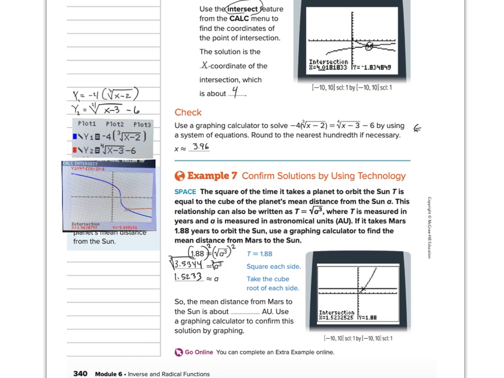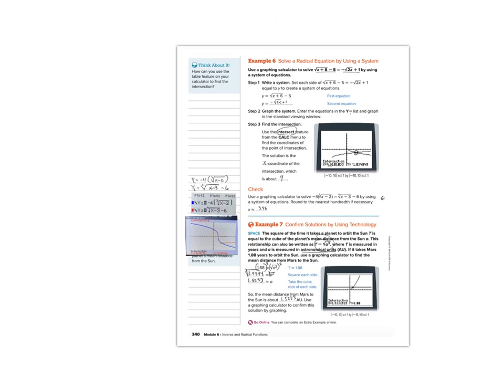So then the mean distance from Mars to the sun is about 1.5233 AU, which we said was astronomical units. There you have it. That's several different ways to solve radical equations, systems, and related functions using technology. The calculator is going to do a lot for us as long as we know how to move and manipulate our numbers properly.